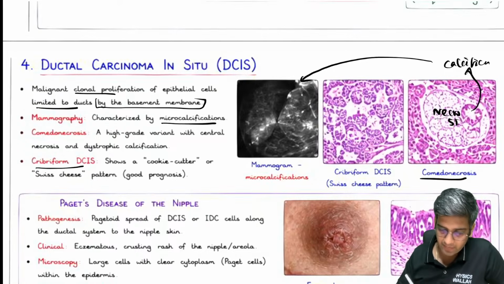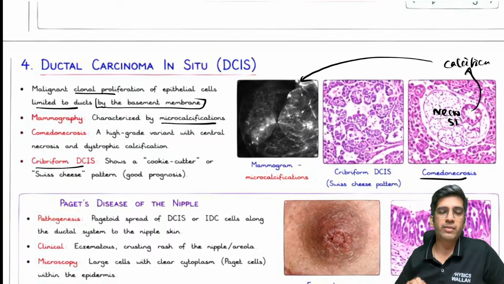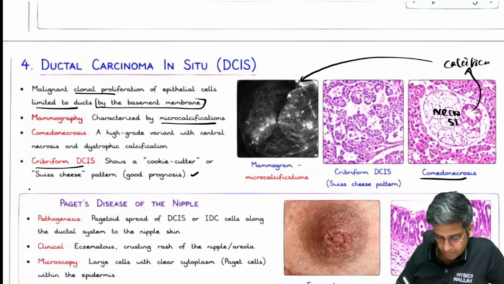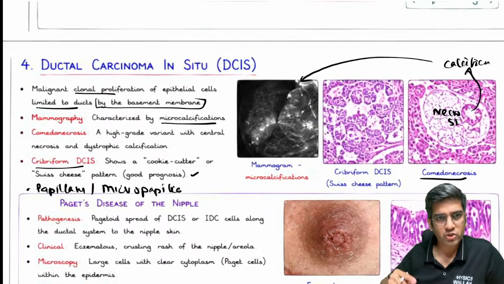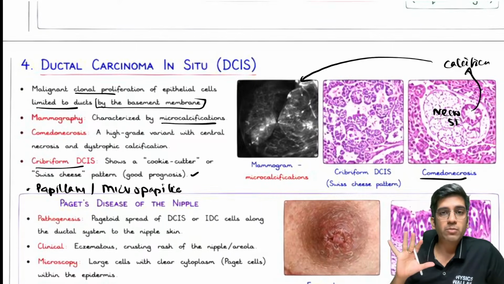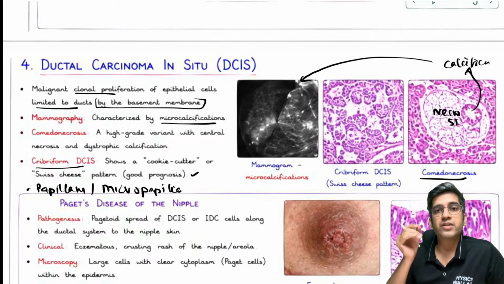Then we have something called cribriform DCIS. The same cookie cutter pattern or a cribriform pattern has a good prognosis. We have papillary, we have micropapillary DCIS, which means the pattern is different. You'll have tiny papillae with fibrovascular growth, micropapillae without fibrovascular growth. Whatever may be the morphology, one important thing is the basement membrane should not be breached.